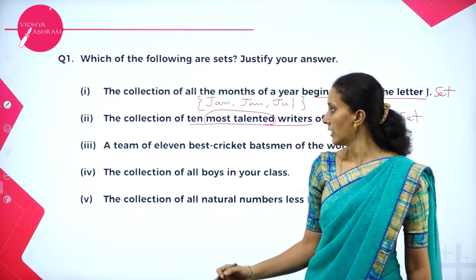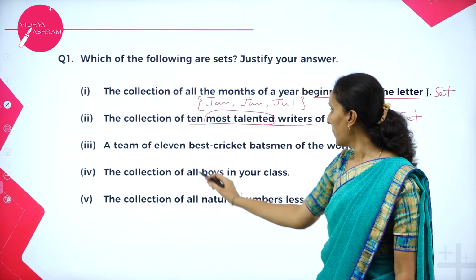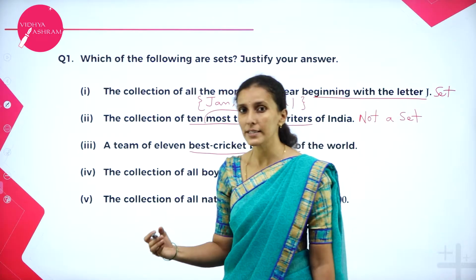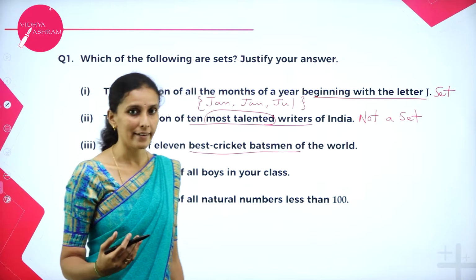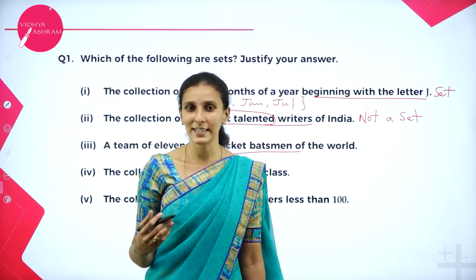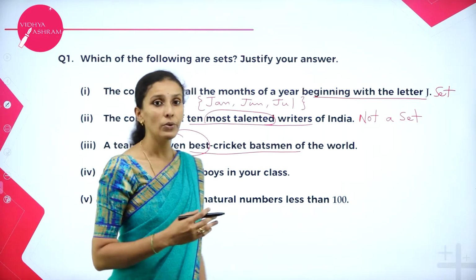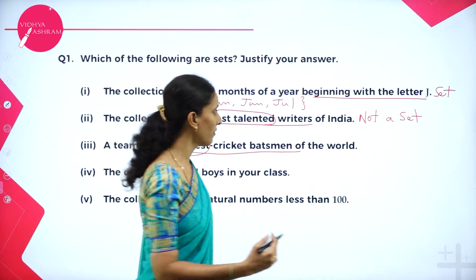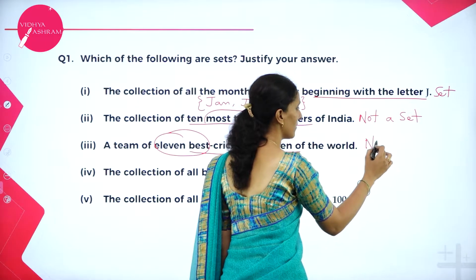Next example, a team of 11 best cricket batsmen of the world. You have many best batsmen who play cricket. You have many best cricket batsmen in the world. So you cannot write only 11 best cricket batsmen in the world. So therefore, this is not a set again.